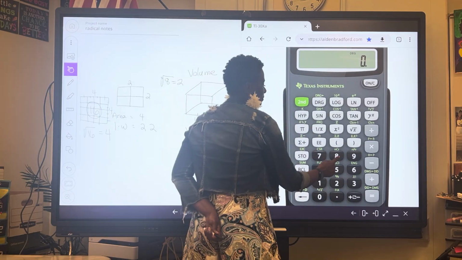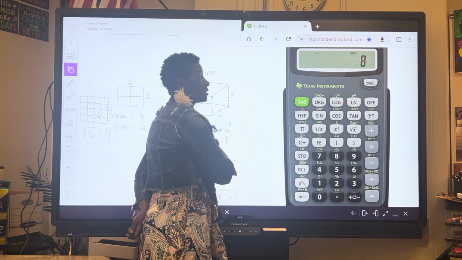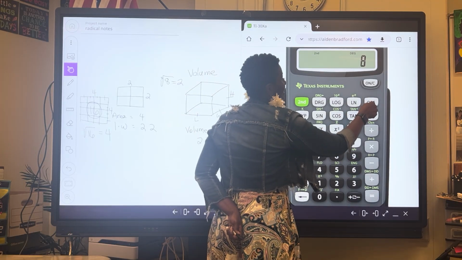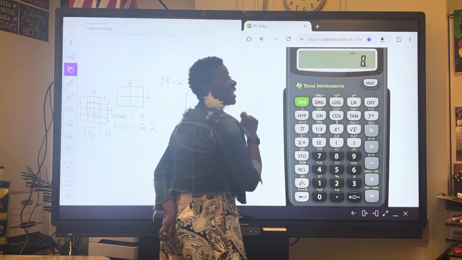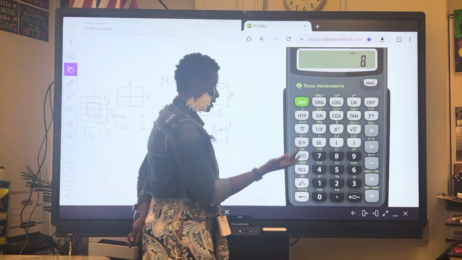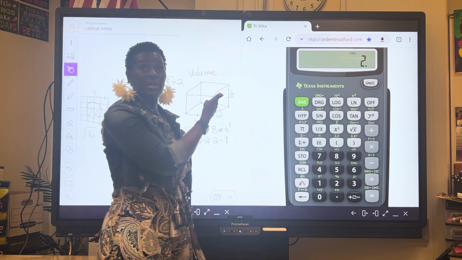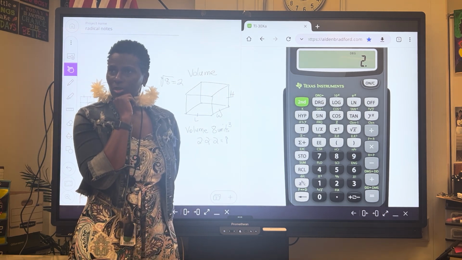Let's press 8. And then I'm going to press second. I'm going to access the any root key. And then I'm going to put what? 3. Because I want the cube root this time, right? So I'm going to press 3. And then equal. You got to press equal out there. And what did I get? You get the 2. Are y'all following?